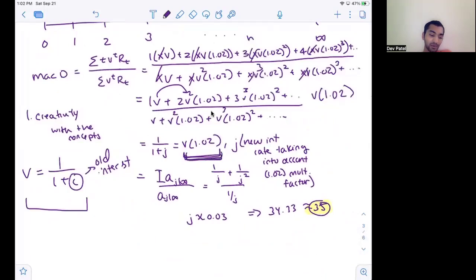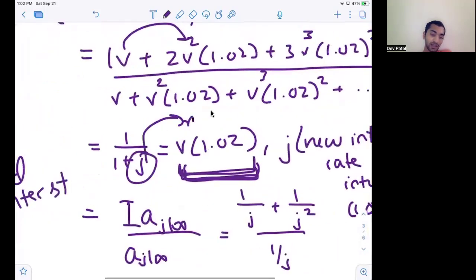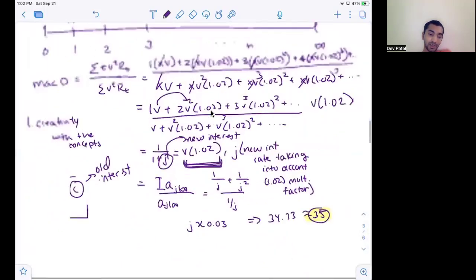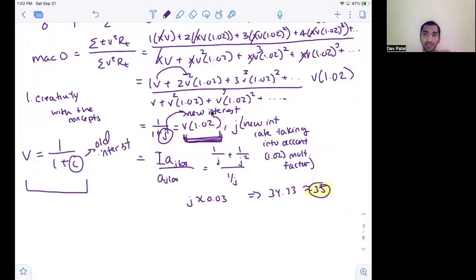We can set that equal to 1 over 1 plus j, where j is our new interest rate that takes into account the 2% that we're increasing by. So once we figure out our new j, you can think of it as a new interest rate that takes into account the 2% increase each time period that we're having these dividends. And so now that changes how we can solve the problem. That makes the problem a lot easier, right?